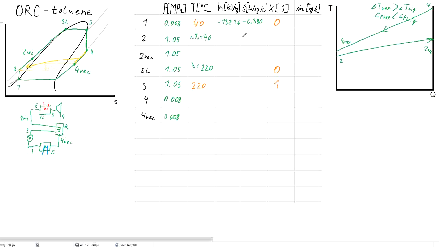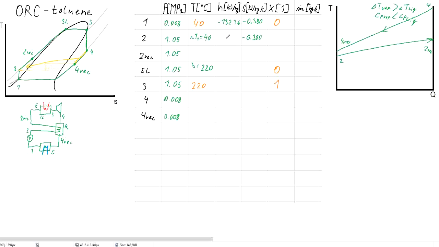Now let's get to point 2, where the entropy stays the same. So using the thermodynamic property functions, we would have the entropy and pressure to get the other values. If we don't have that, we will get the enthalpy.